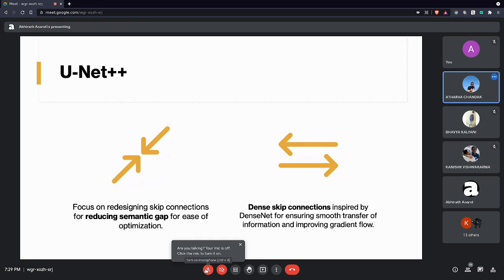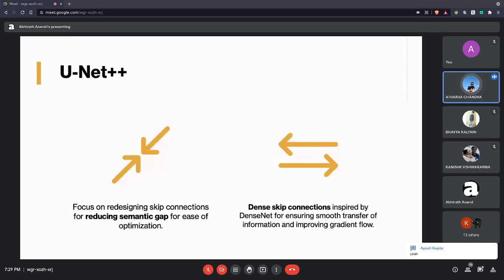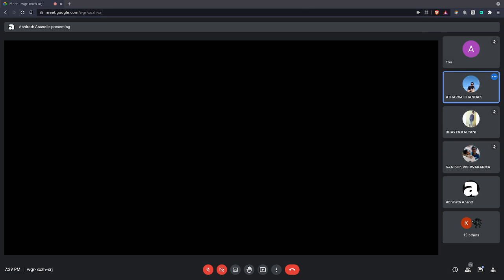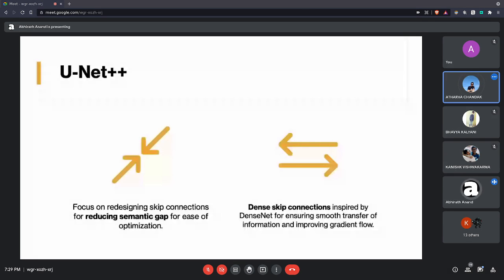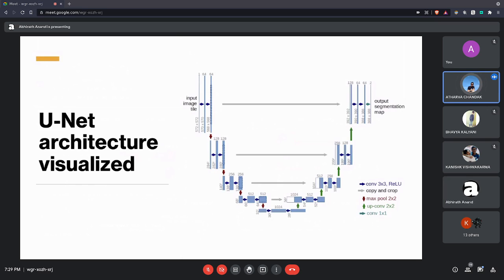Hello. Am I audible? Just a small question. Do the authors mention the intuition behind why they're doing these center crops in between? Sorry, which one? The architecture, if you go back. So you mentioned they are doing some center crops, rather not random crops. So the center crops for concatenation. Is there any major reason for doing that?